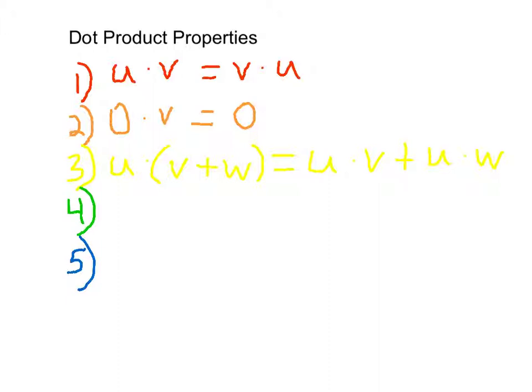Fourth property, if I have some vector v and I do a dot product with itself, this is equal to the magnitude of that vector squared.